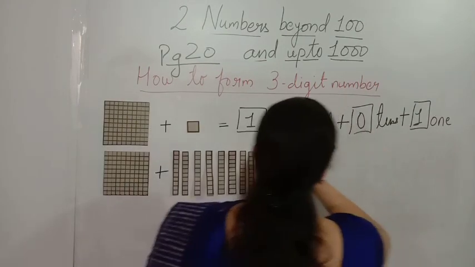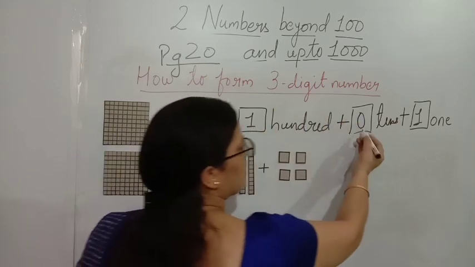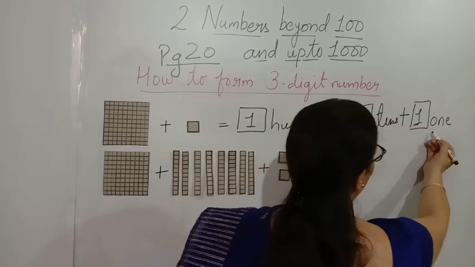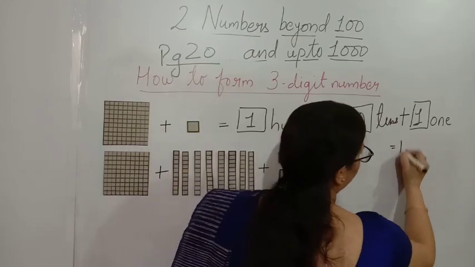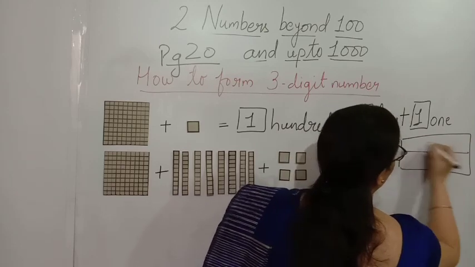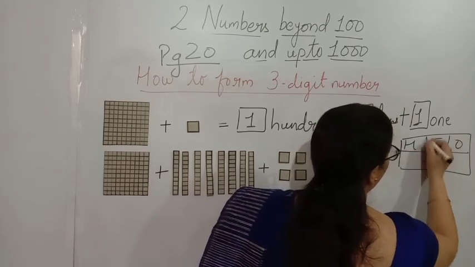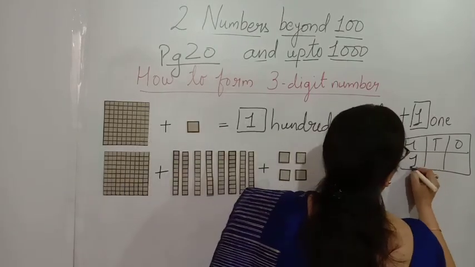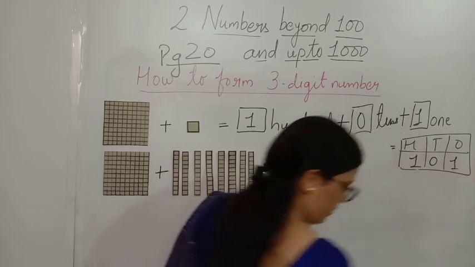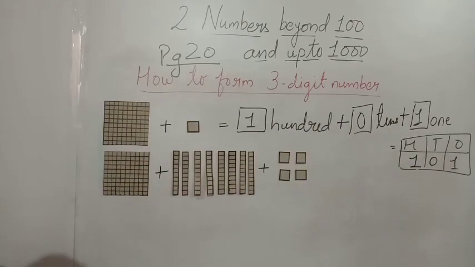So, hundreds place is 1, tens place is 0 and ones place is 1. So, here the number is, it is given in your book, hundreds, tens, ones. How will we form the number? 1, 0, 1. The number is 1, 0, 1. And how will we read this number? 101.